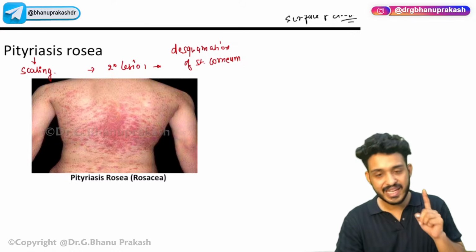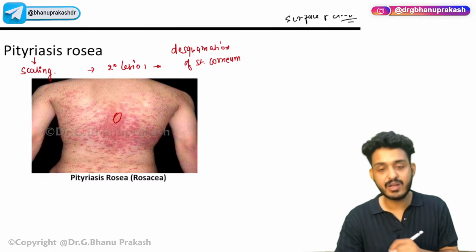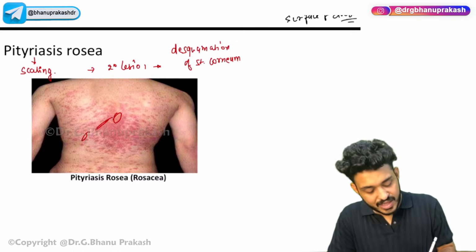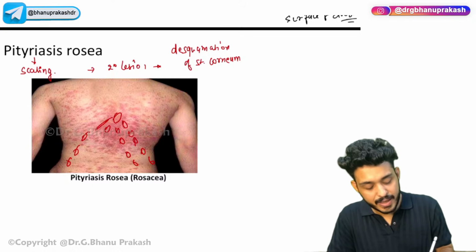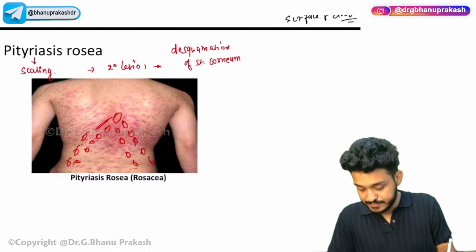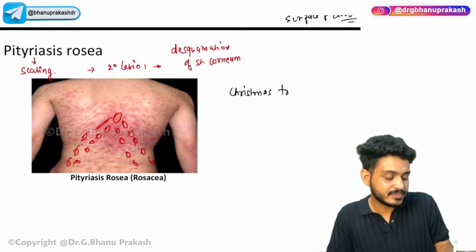Okay, so you will be having a mother patch. Very important question, guys. You will be having development of a single patch, that is known as the mother patch. Then after that, what will happen? In this type of fashion, there will be development of other patches, and this type of pattern is known as which type of pattern, guys? Try to answer. This is known as Christmas tree pattern.